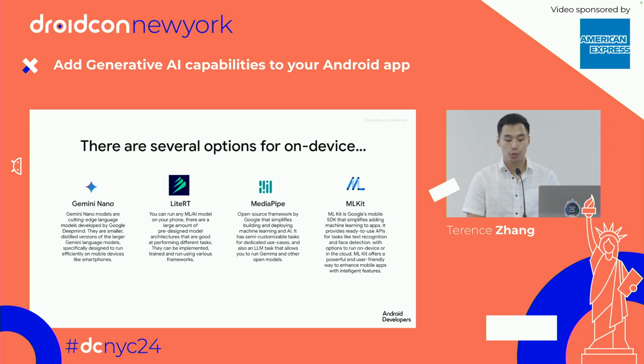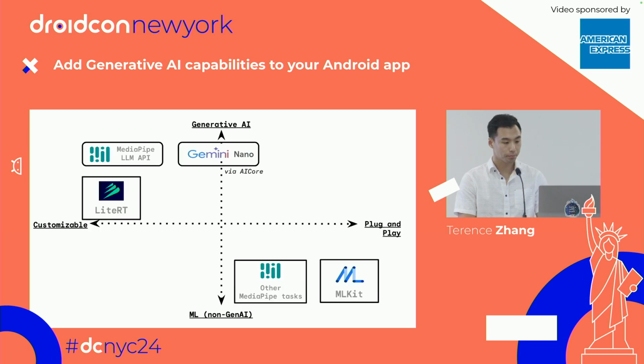And it provides ready-to-use, out-of-the-box APIs for tasks like text recognition and face detection. So that's also another option.